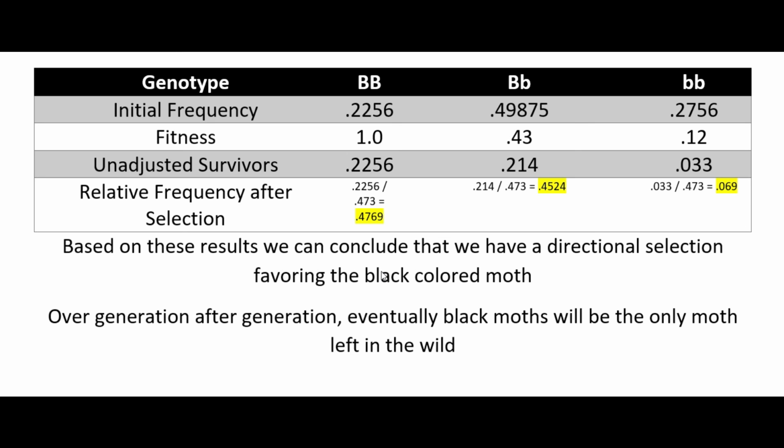Based on these results, we conclude that we have directional selection favoring the black-colored moth population. So, after many generations, we'll eventually see that black moths will be the only moths left in the wild.